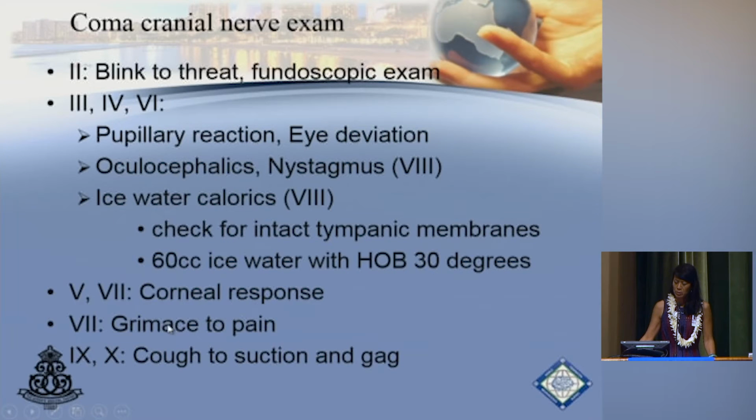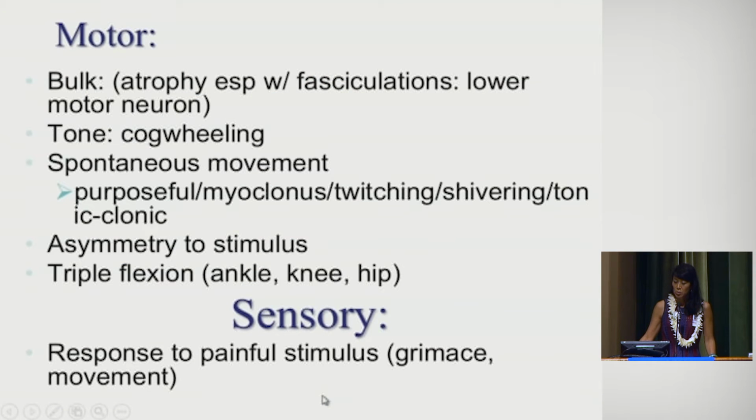And then corneal response we talked about, and then grimace, and then coughing to suction and gagging. So motor exam, we're looking at bulk, we're looking at some cogwheeling or Parkinsonian features, and we're looking especially in the ICU for any kind of myoclonus, which tells us that if the patient is post-anoxic injury, that's usually a bad prognostic indicator. Myoclonus, as opposed to the tonic-clonic movement we see, is arrhythmic jerking, and you can think of it as the cortex isn't good enough to mount synchronized responses, so it usually tells us, again, there's bad injury. We're looking for asymmetry and triple flexion response.